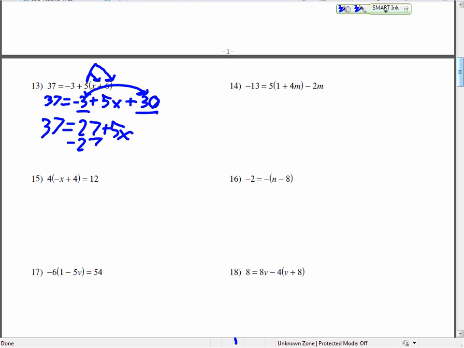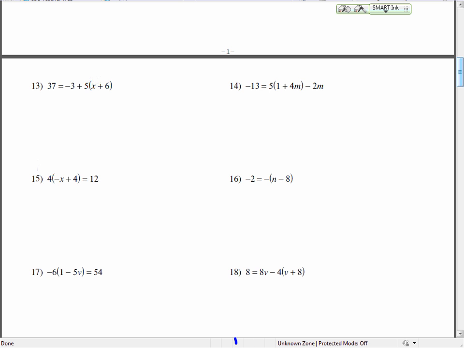Now my boy's going to subtract 27 to get rid of addition to both sides. And I've got 10 equals 5x. Perfect. I get rid of multiplication with division. So my boy's going to divide 5 to both sides. And x will equal 2. I couldn't have done it better myself. Awesome. Good job. Does that make sense, gentlemen? Okay, let's continue.